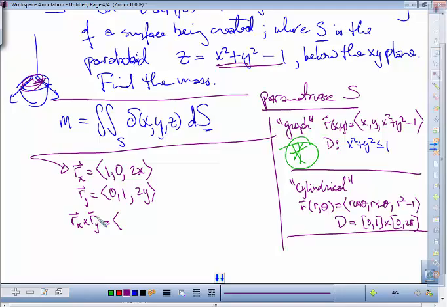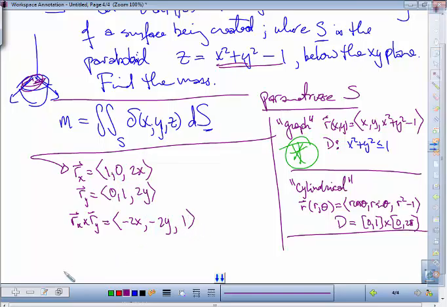Oh, should have crossed it the other way. Anyways, let's cross it this way. Cross out the first column. I have 0 minus 2x. Cross out the middle term. The middle term has a negative built in. I have negative sign, and I have 2y minus 0. And then if I cross out that last column, I have 1 minus 0, 1.